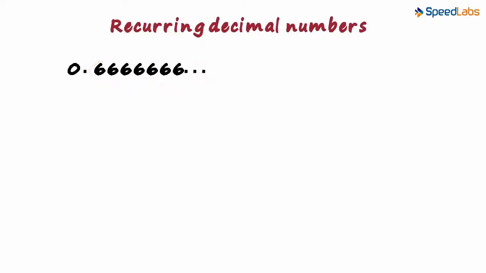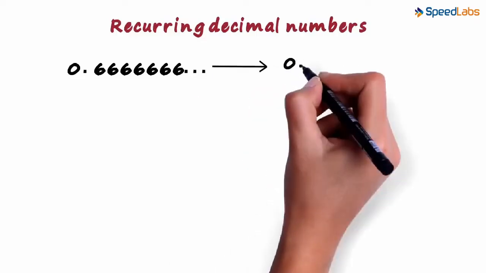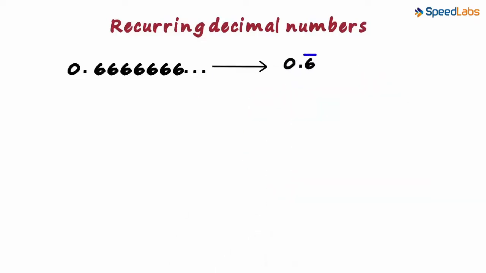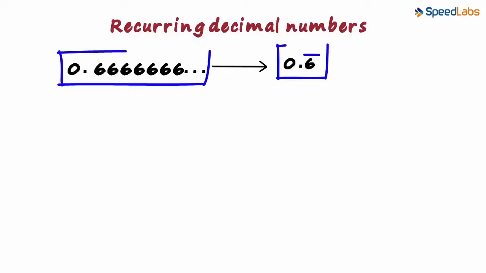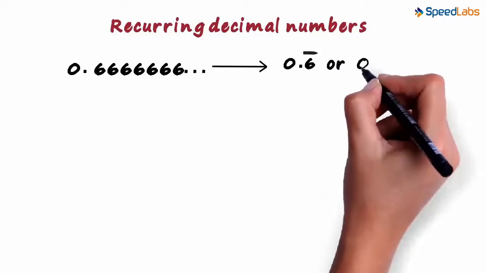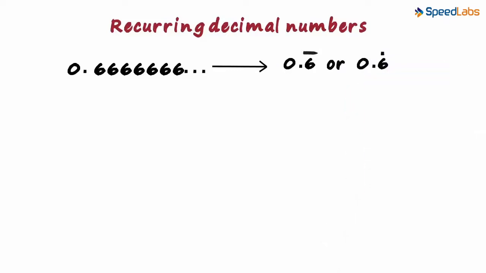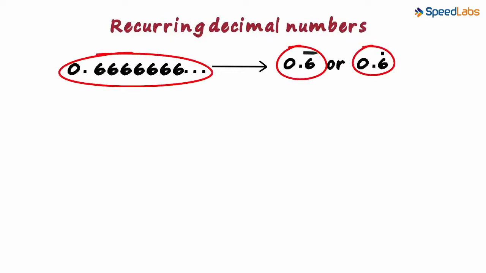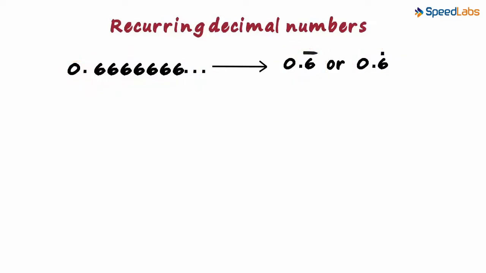In such cases, we use a very simple notation. We write it as 0.6 with a bar over the number 6. These two are equivalent. We just put a bar over the number that is repeated. We may even put a dot over the number that is repeated like this. So all these three values are the same, but writing it in one of these ways is a lot simpler and definitely cleaner.